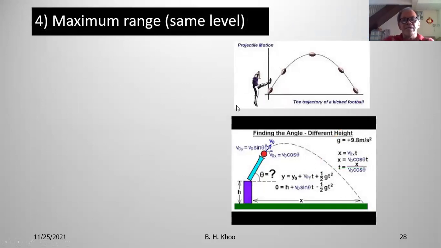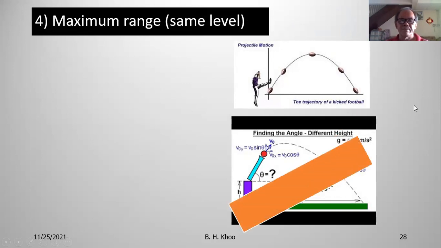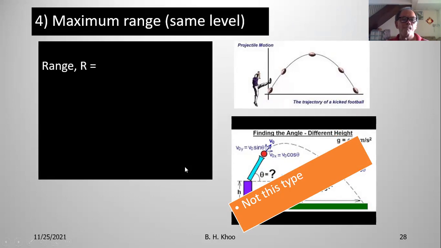How to get maximum range? Remember, we are not looking at this one. We're looking at this side, this stage, same height, same level. You send it from the ground, come down on the ground. Not this one. This one is different height. Okay, examiner may ask you. We're not interested in this type. That's why we say same level.